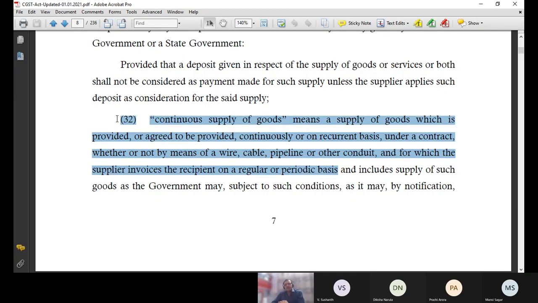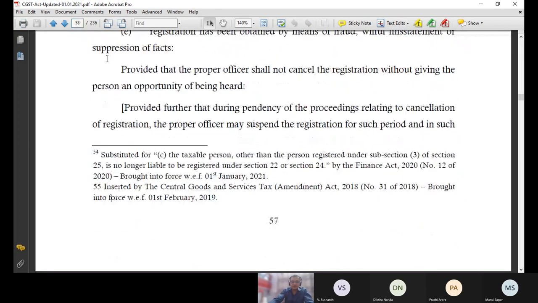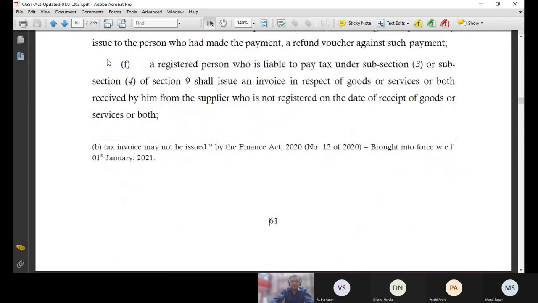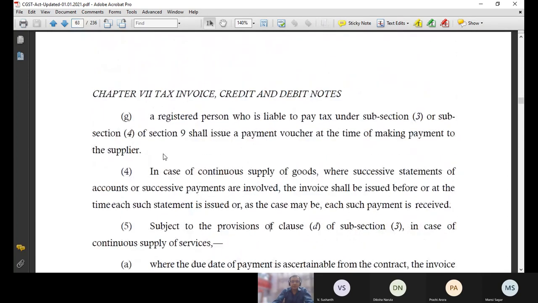So I have shown you the definition of continuous supply. Now let me show you the provision which deals with continuous supply. It was section 31, subsection 4. And what it says is that, this is my section 31.4.